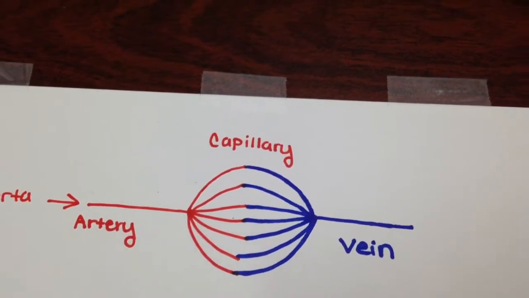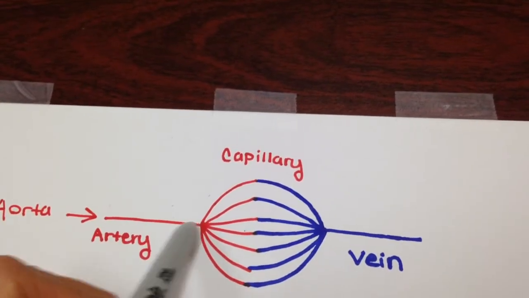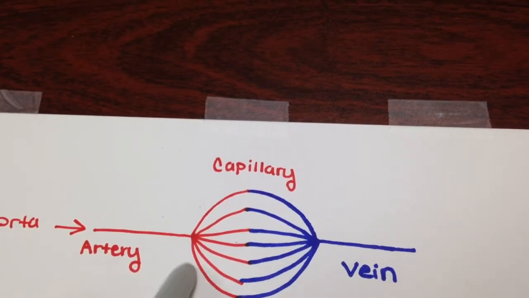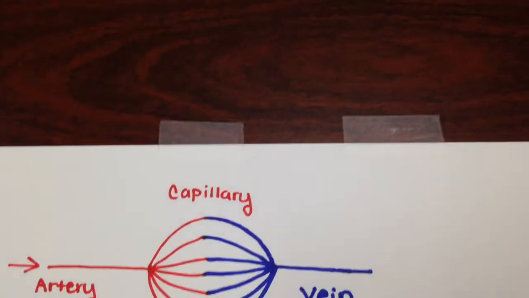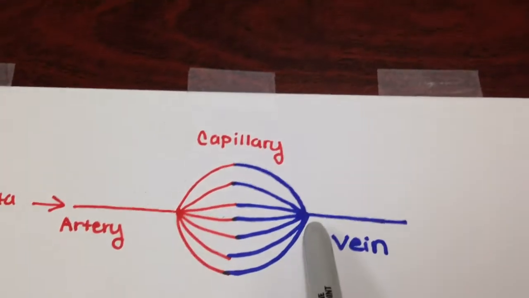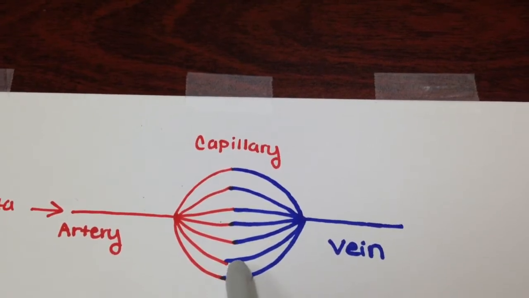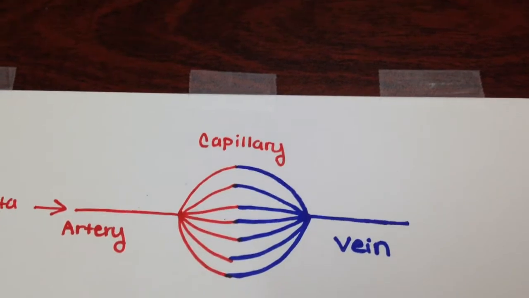So here you have an artery, and that's why it's red. It's oxygenated blood. It's going to come into this capillary over here, give off oxygen to different tissues of the body, and it's going to return by the veins. And the veins mostly contain the deoxygenated blood.